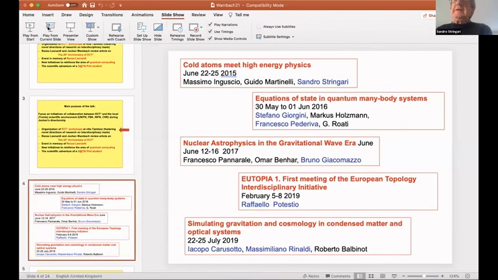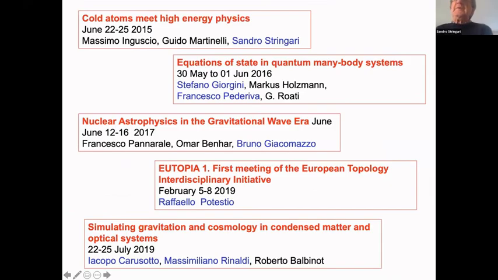Yes. In particular, Bruno Giacomazzo organized this workshop on nuclear astrophysics in the gravitational wave era. And then we had another workshop on computational methods applied to biophysics, which is also of interdisciplinary interest. And finally, this last workshop was organized by Massimo Rinaldi and Jacopo Carusotto, again on links between high energy and gravitational cosmology and condensed matter and optical systems.